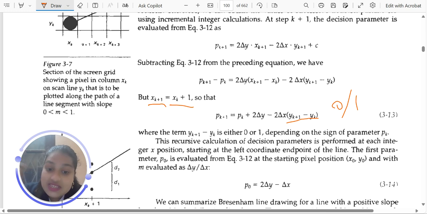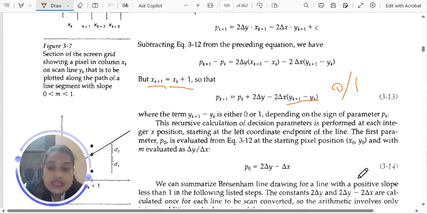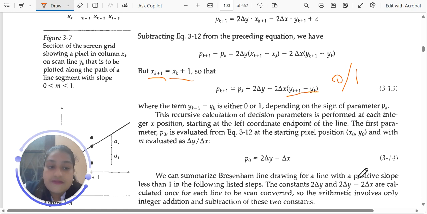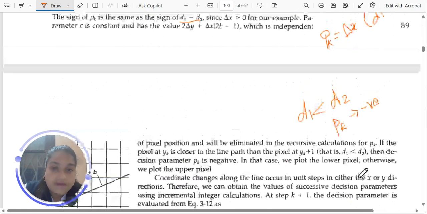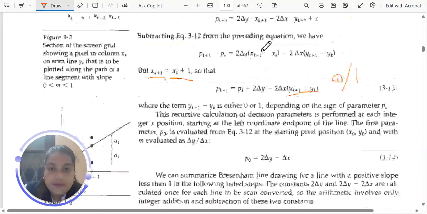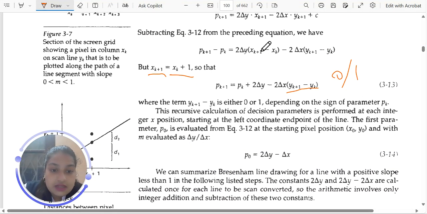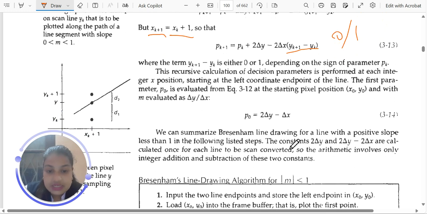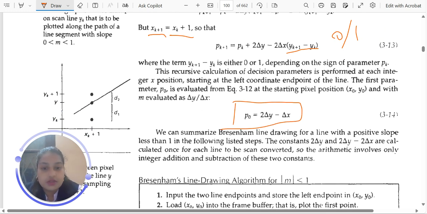Now this is a recursive calculation. So this recursive calculation of the decision parameter is performed at each integer x position, starting at the left coordinate endpoint of the line. The first parameter p0 is evaluated from this equation at the starting point pixel position (x0, y0) and with m evaluated as Δy/Δx. Now, p0 means we apply k = 0. So we will get p0 = 2Δy − Δx. So this is our first equation, an important one.